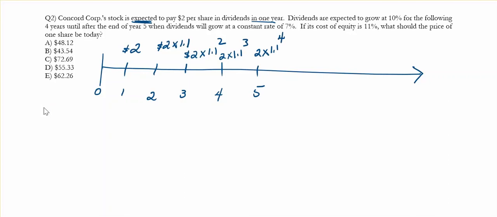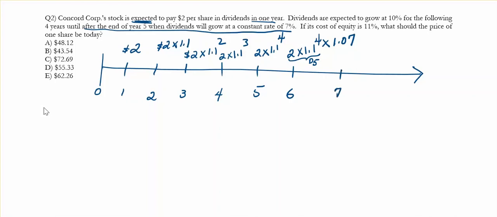After the end of year 5, dividends will grow at a constant rate of 7%. So pay attention here, that in year 6, the expression, the dividends will grow, always is referring to how much more the dividend this year will be than last year. So I'm putting in 2 times 1.1 to the 4 because this portion is the year 5 dividend, and then I'm multiplying it by 1.07 to get the year 6 dividend.